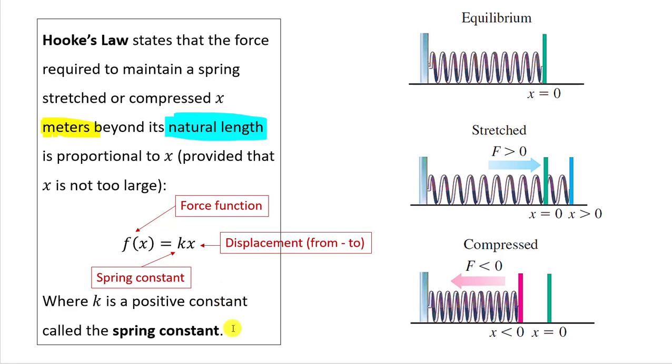And then finally, one more comment about k, the spring constant. Well, it's a positive constant, and that's the one that determines how the force required to stretch or compress a spring is proportional to the distance by which it's going to be stretched or compressed.